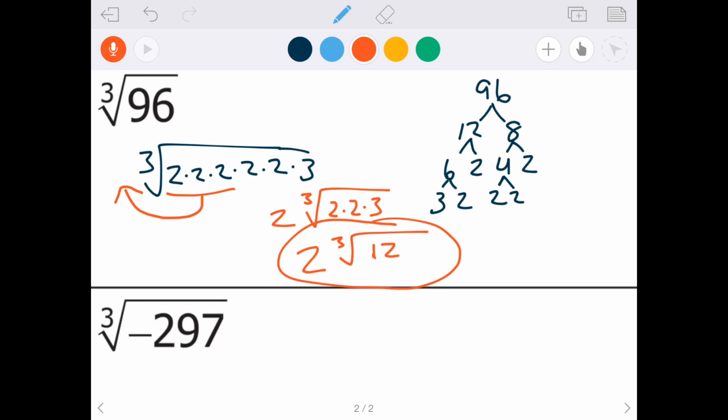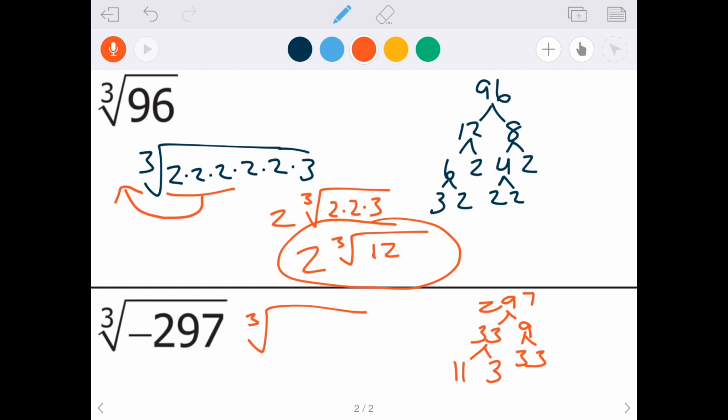Last one we're going to talk about. We have 297. But it's negative. So what I like to do is I just kind of like to ignore the negative at first. So I have 297. That can break down into 33 times 9. 9 is 3 times 3. See, 33 is 11 times 3. Those are both prime now. So that's broken down as far as it can go.